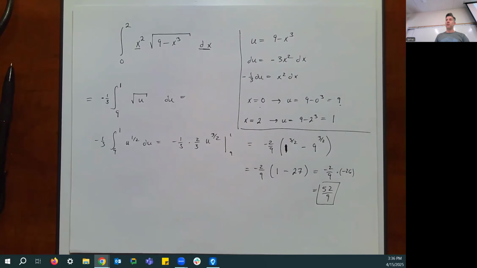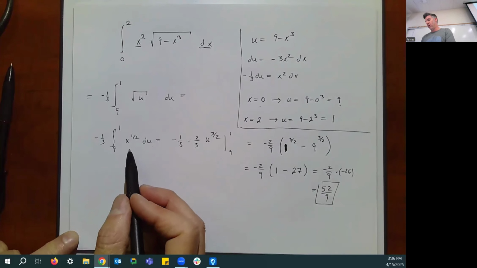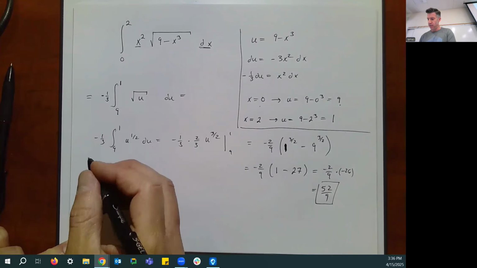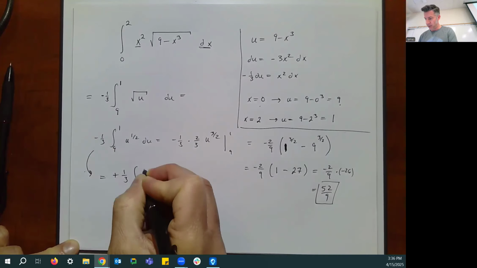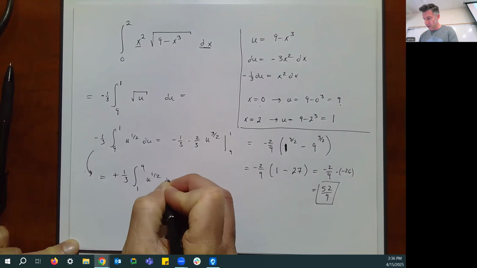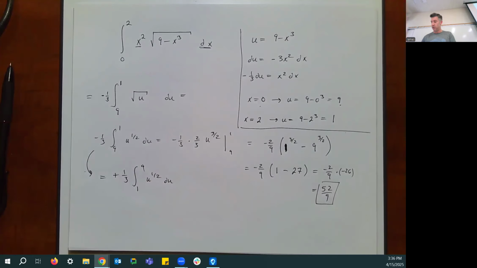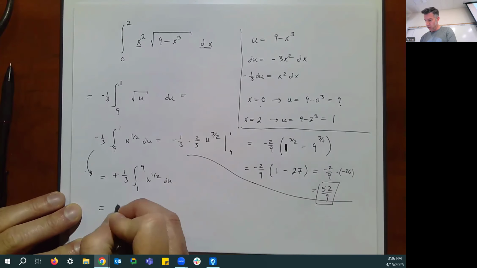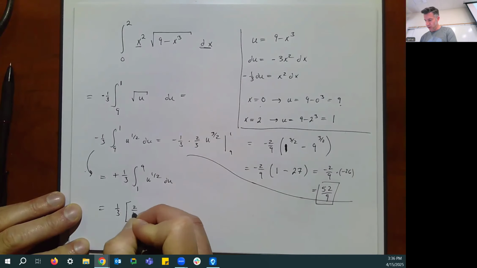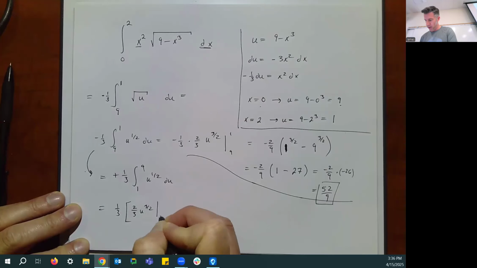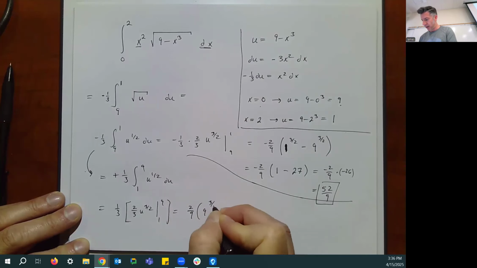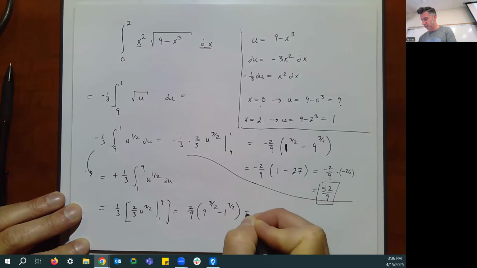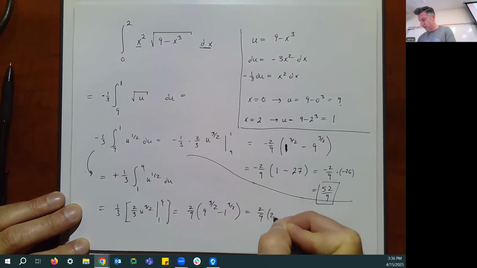One thing I will point out that a lot of people choose to do in a problem like this is, when they get here, they think, well, I could change the order if I want to. I could make this positive 1/3 times the integral from 1 to 9 of u to the 1/2. That is totally valid as well and will result in the same answer. You'll end up getting 1/3 times 2/3 u to the 3/2 from 1 to 9. And surprise of surprises, you get 2/9 times 9 to the 3/2 minus 1 to the 3/2, which is 2/9 times 26, which is still 52/9.